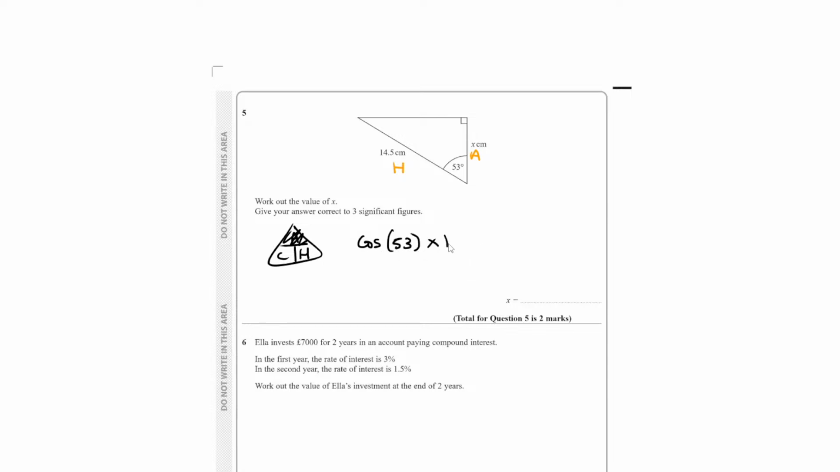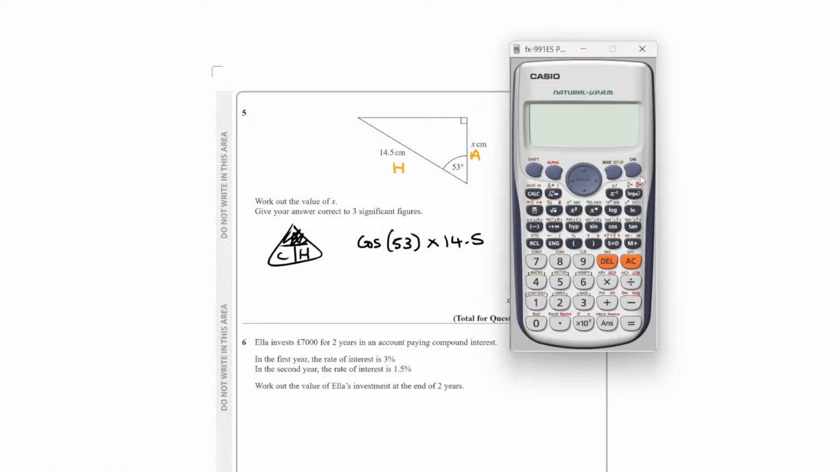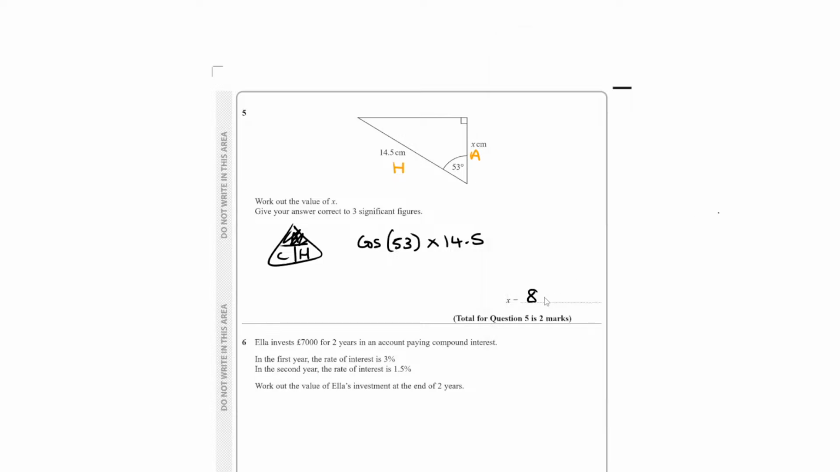cos 53 times 14.5. Obviously then in my calculator. And it's literally just that. Yeah, it's cos, exactly. So you should get that. They've also said to round it to 3 significant figures, so I'd round that to 8.73, because the 6 would round up the 2 to a 3, wouldn't it?